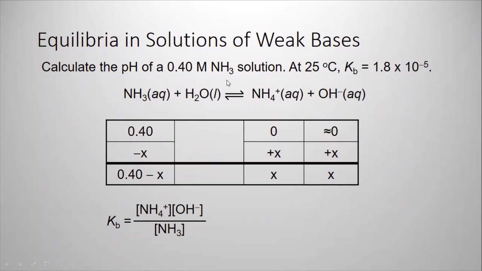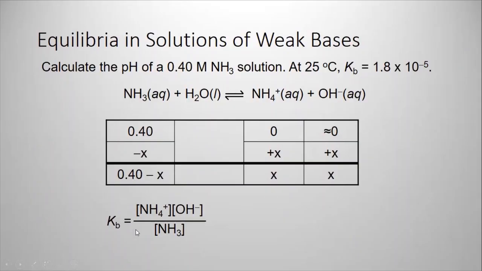Again, ammonia is a weak base, and any derivative of ammonia is going to be a weak base. The Kb is 1.8 times 10 to the negative 5. Here is the ammonia dissociation. Here is the reactant. Here is the product. Here is the initial concentration of ammonia, 0.4, and 0 at the beginning. We lost X from the reactant. We gain X in the product. The equilibrium is 0.4 minus X, and X and X.